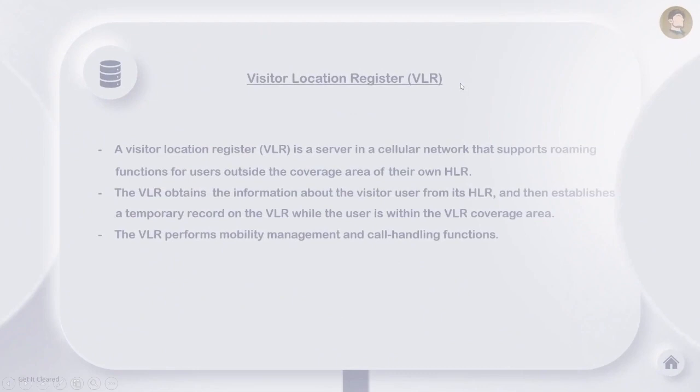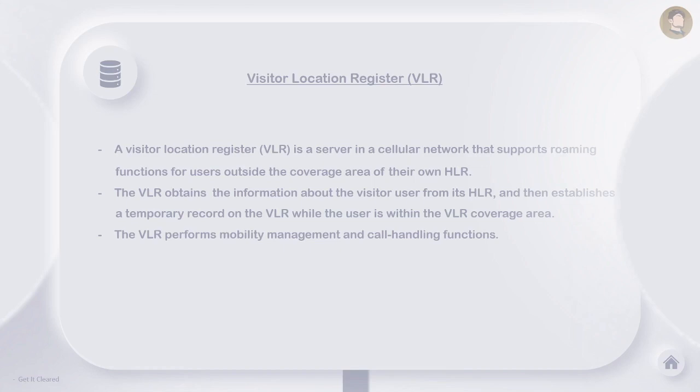VLR, as the name suggests, that is the visitor location register, acts like this: whenever you are moving, say your SIM card is from Mumbai and you are going or residing in another city. Let's say for example you are going to Ahmedabad in Gujarat, right? Now when you are in Ahmedabad, you will still be able to make calls using the cellular provider's architecture of Ahmedabad, right?